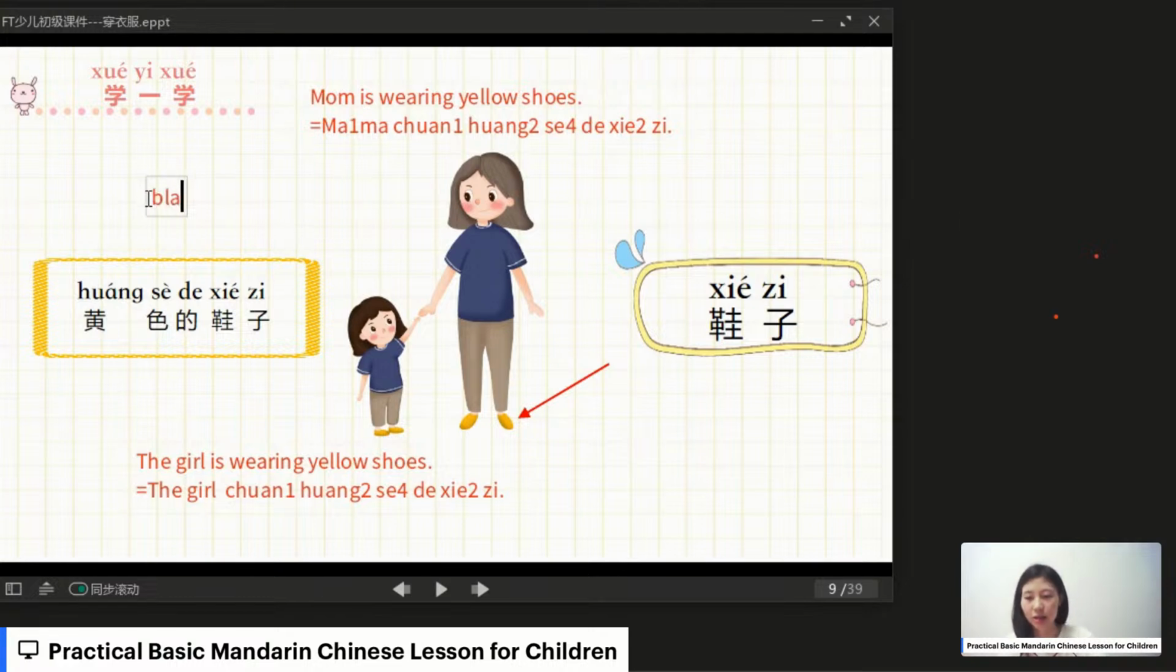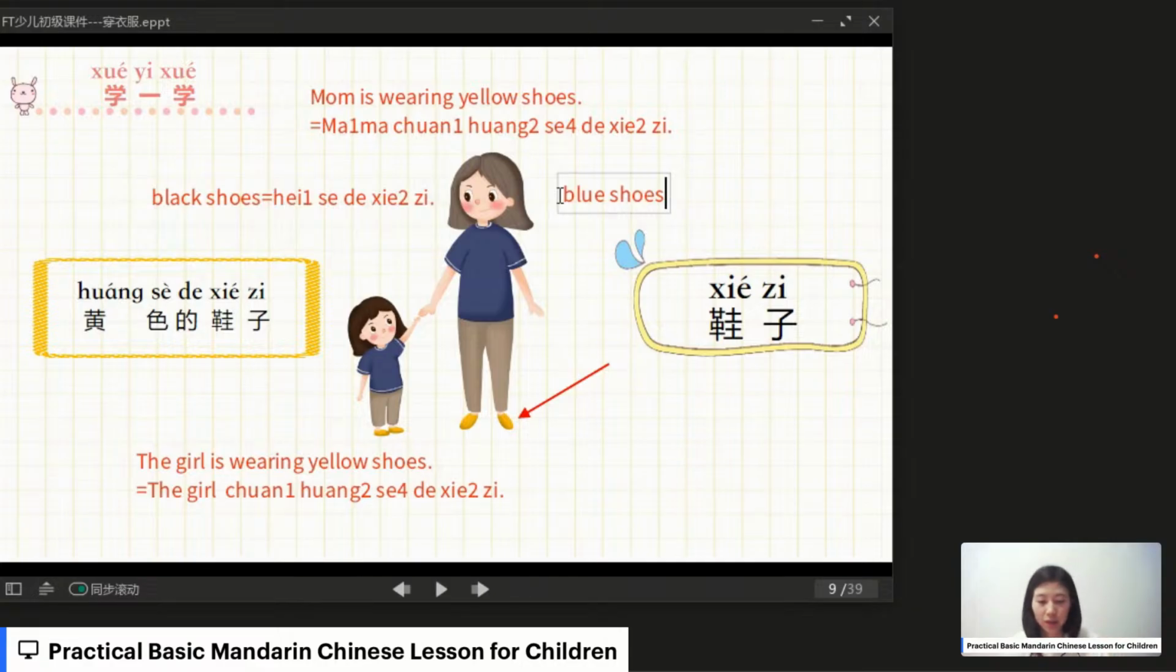So how can we say the black shoes in Chinese? Anyone wants to answer this one? The black, we just reviewed this, right? What we learned for the pants. So the black shoes, that would be 黑色的, right? 黑色的鞋子. Okay, so how about blue shoes?